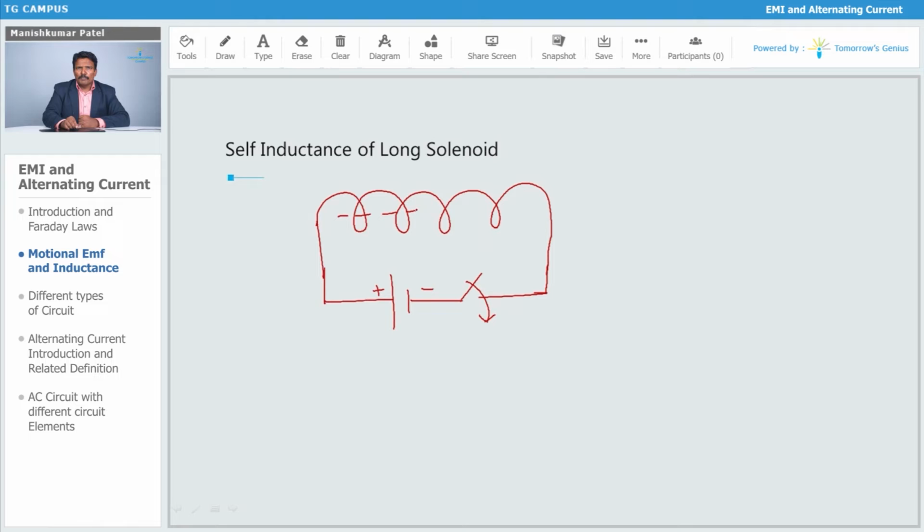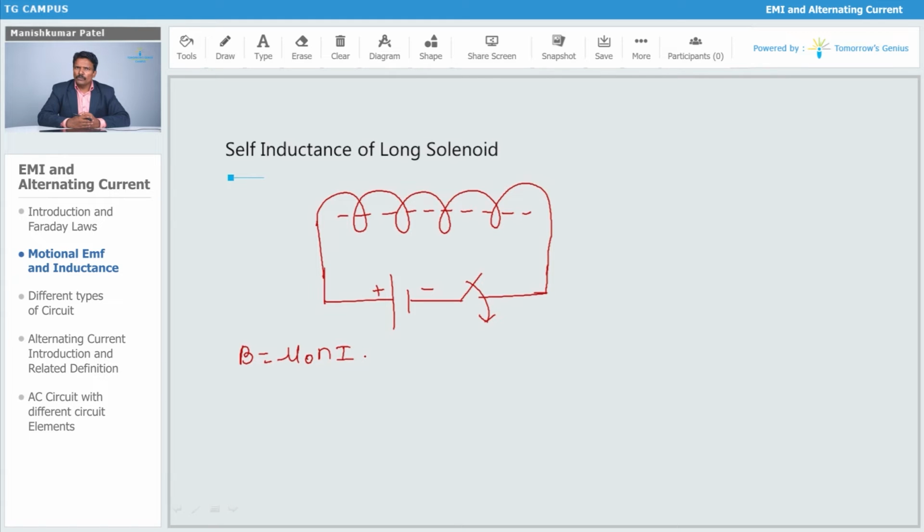When you close this switch, the current is going to flow, and the magnetic field along the axis of your solenoid is B = μ0 n I. This solenoid acts as a bar magnet, but at the same time we can control the value of that magnetic field either by changing the number of turns per unit length or by changing the magnitude of current. That's why it is a very important application of solenoids that you will find in various industries and factories everywhere. Now, the most important thing is the self-inductance of a long solenoid.